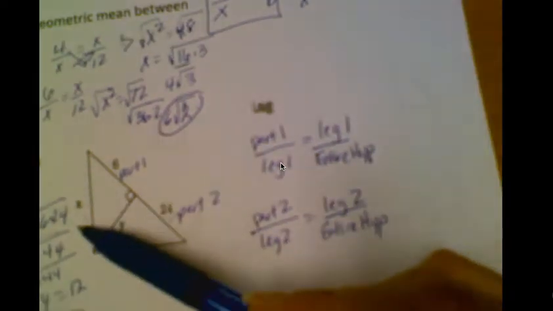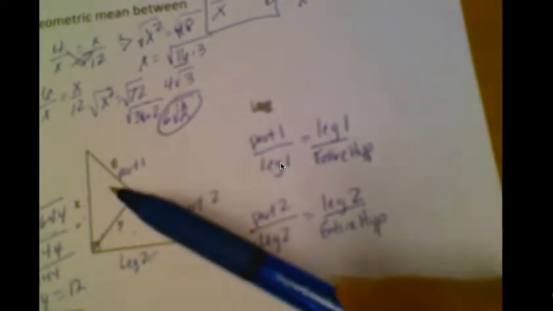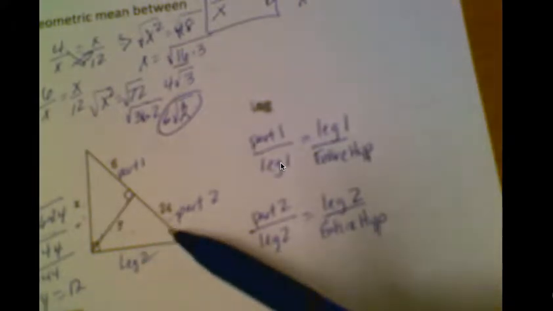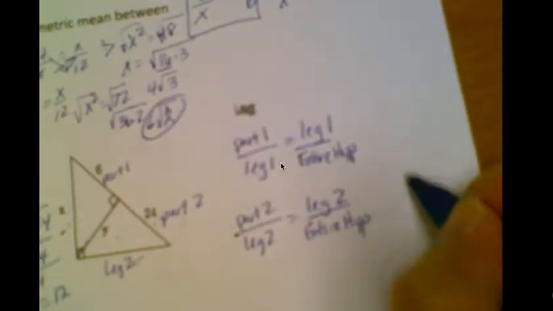All right, so that's the altitude being the geometric mean. The other part is if the leg is the geometric mean. Now we only need this leg. We don't need both of them this time. But we could also think about Pythagorean's theorem if we had another one of these pieces. Okay, but the leg is the geometric mean. So that's the part that repeats.